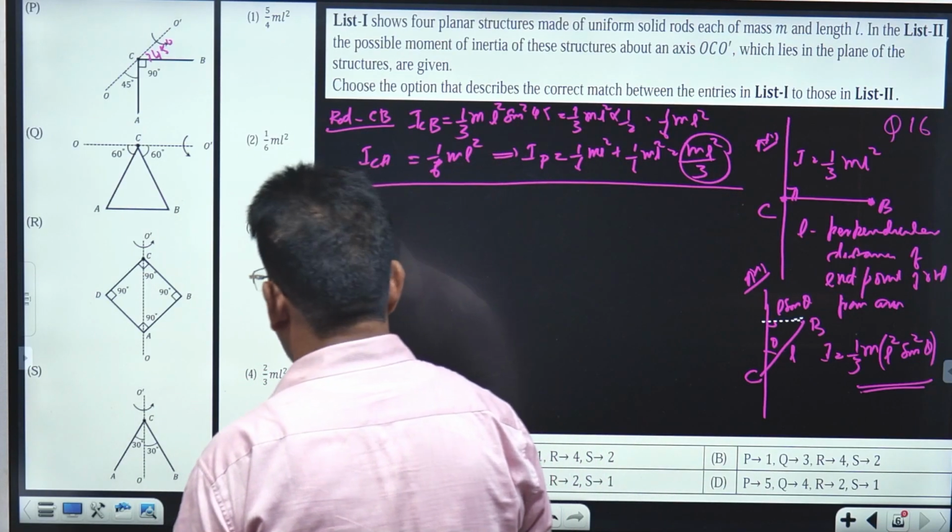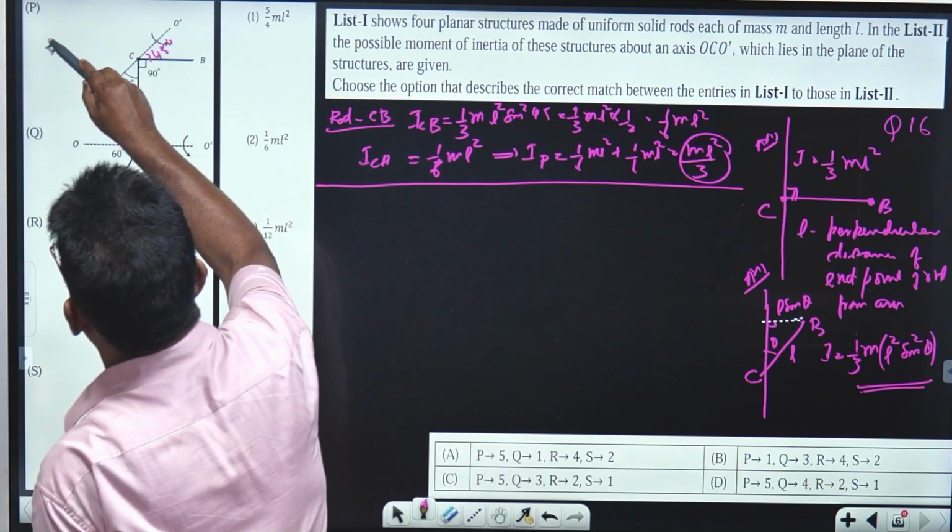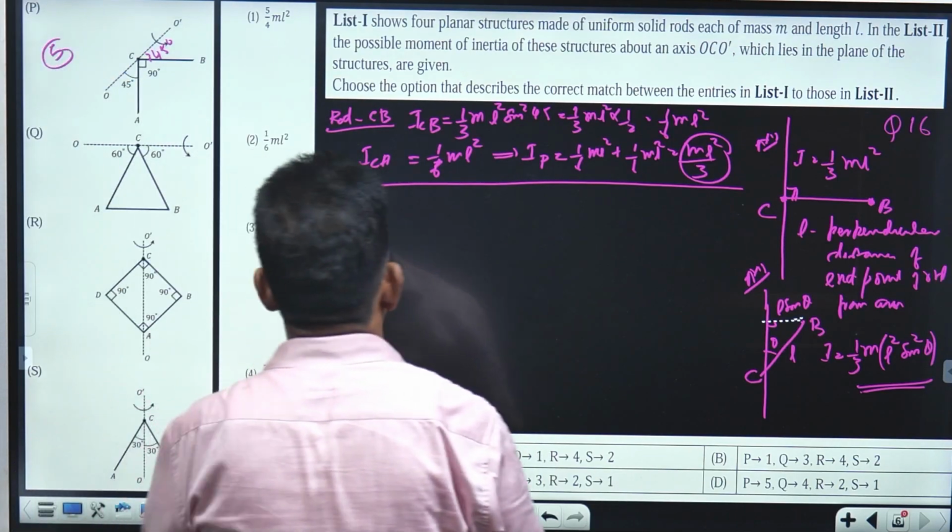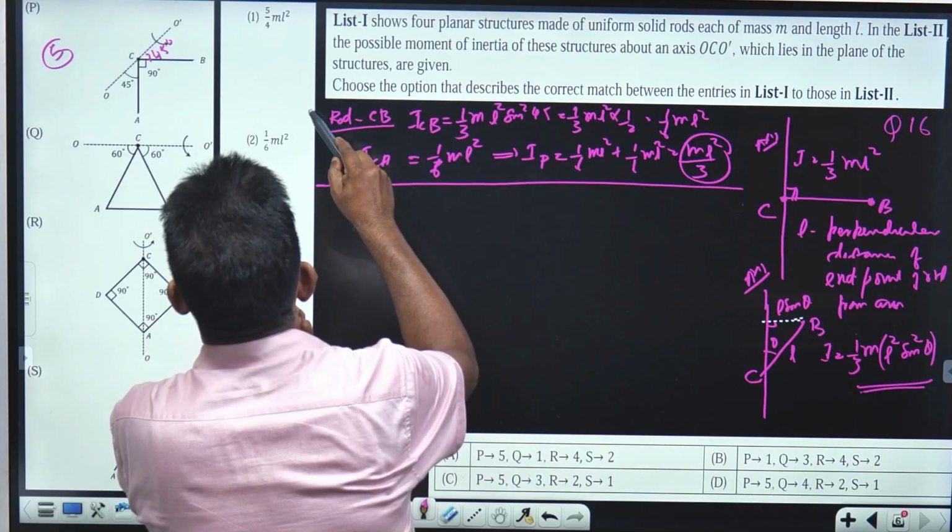Let us check whether the answer is there or not. Yes, very much there. P matching with 5. Okay. Now, this is figure P.